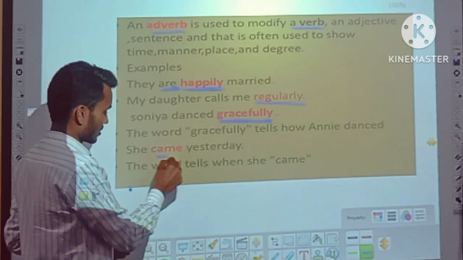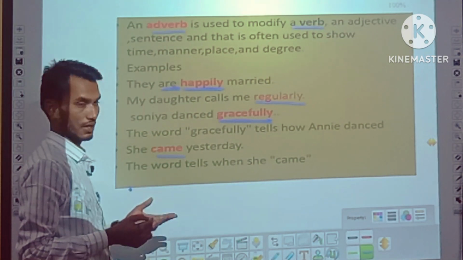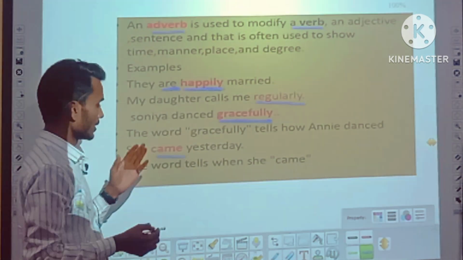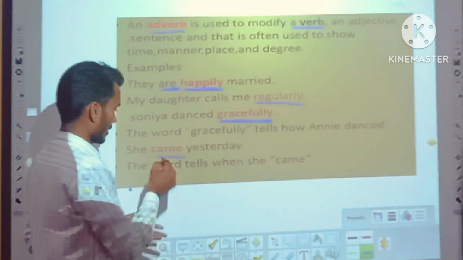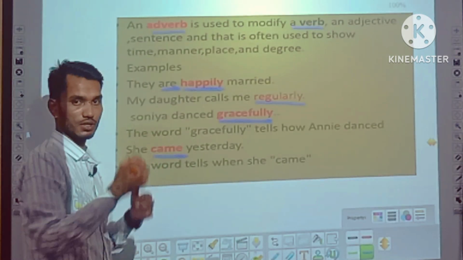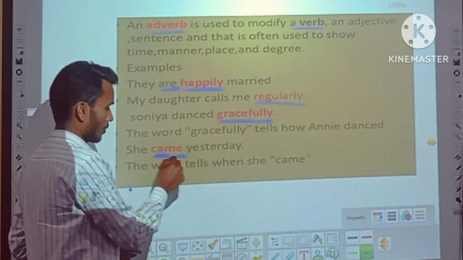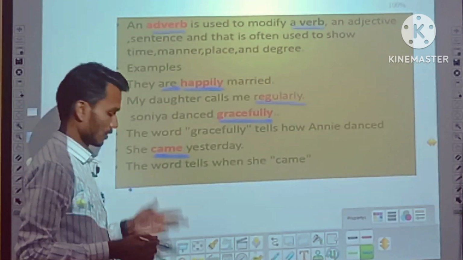She came yesterday. It's an example of an adverb of time. When did she come? She came yesterday. Did itself shows the past tense. When did she come? Yesterday is the adverb.